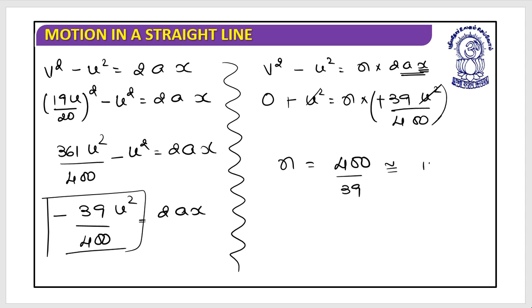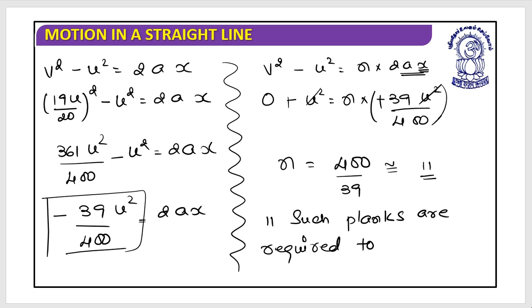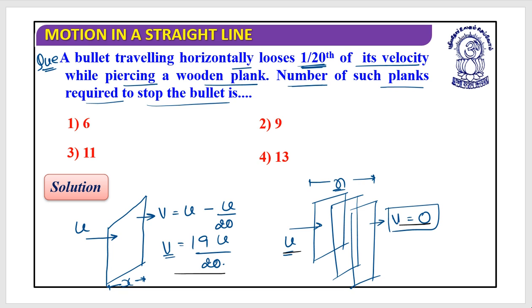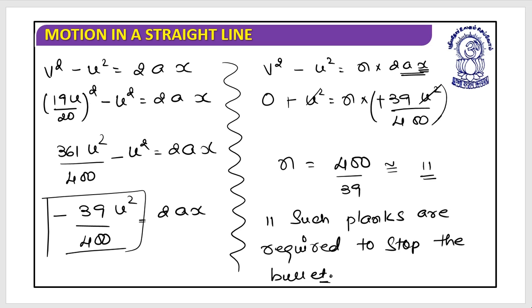This is approximately 11. So 11 such planks are required to stop the bullet. Get it? Yes? Are you sure? So can you do this kind of question? Will you be able to solve this? Are you sure? Yes. Let's have a look.